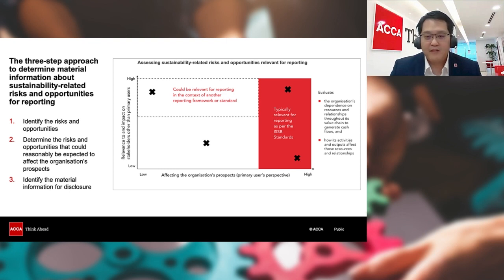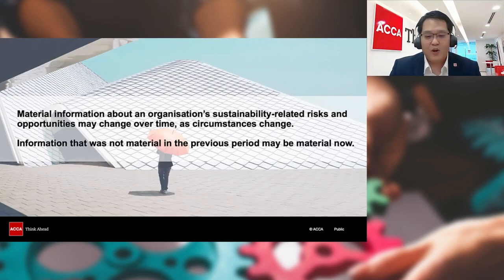Organizations that operate in multiple jurisdictions and comply with several reporting frameworks or standards will need to be alert to information that needs to be reported using the applicable materiality principle. Last but not least, be aware that SRROs may change over time. This is especially when circumstances change or when there is a significant event in the organization or its value chain. Information that was not material in the previous period may become material now. As such, material information for reporting would need to be reassessed.